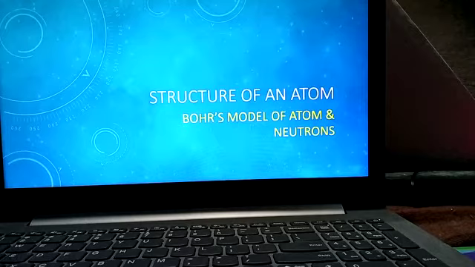We have already discussed the J.J. Thomson model of an atom and Rutherford's model of an atom. Today, we are going to learn about Bohr's model of an atom and about the neutrons, that is the third subatomic particle. So, we discussed the protons, that is positively charged particles, electrons, which are negatively charged particles, and neutrons, which are neither positive nor negative. So today we are going to discuss about these two.